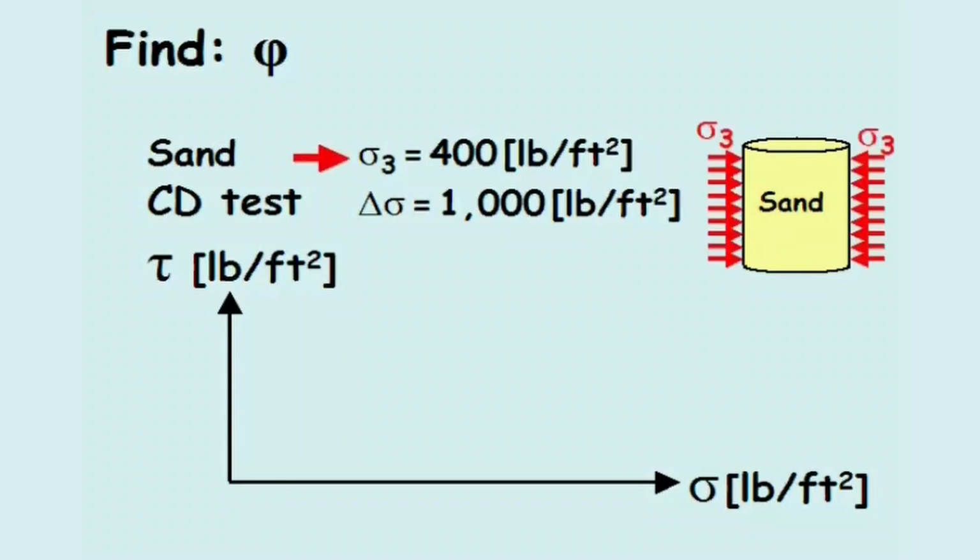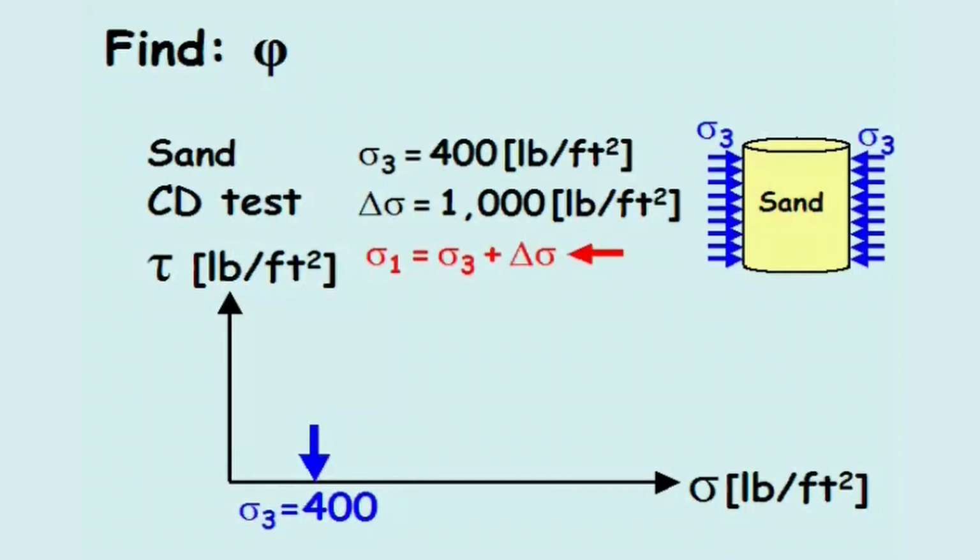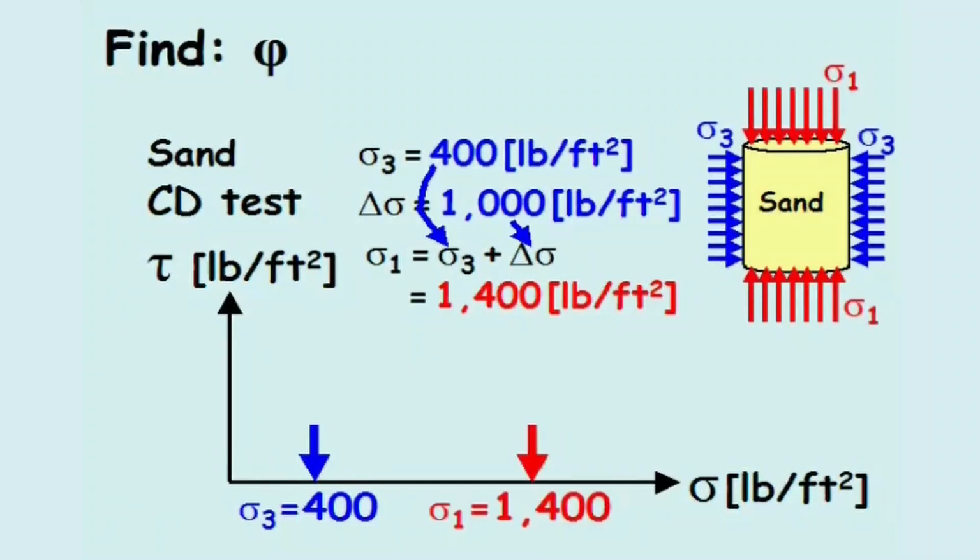Returning to our problem, we have a confining stress at failure of 400 pounds per square feet. So sigma 3 is added to the plot. The axial stress at failure is the confining stress at failure plus the deviator stress at failure. The values are plugged in, and our axial stress at failure is 1,400 pounds per square feet, and added to the plot.